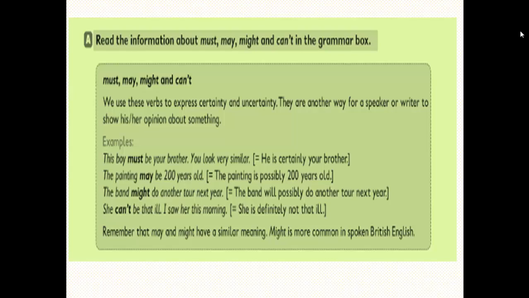She can't be that ill. I saw her this morning. She is definitely not that ill. I am sure, I'm certain of the fact that she is not that ill.